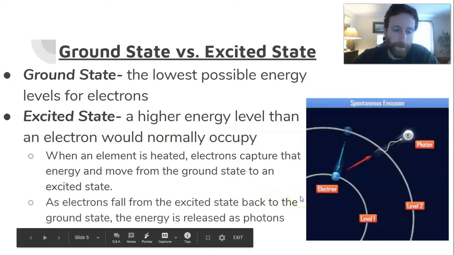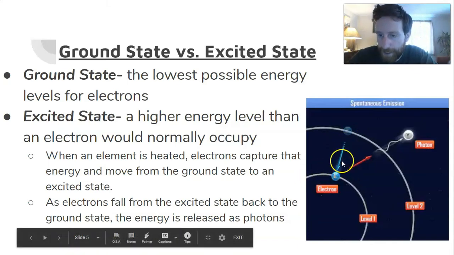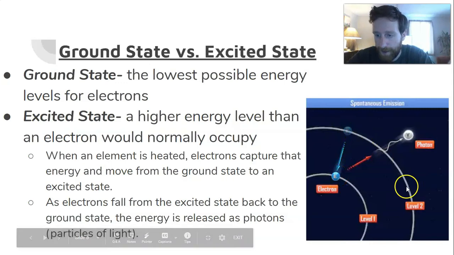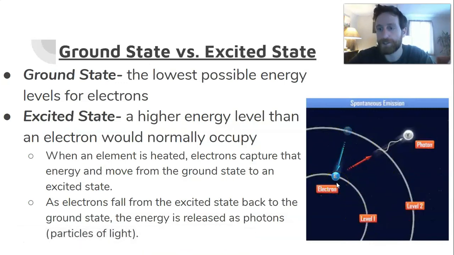But then, when an electron falls from the excited state back to the ground state, that energy has to go somewhere, and it's released as a photon, as a particle of light. So that's what this particular image is trying to show: the electron up here in energy level 2 is falling back down to energy level 1, and when it falls, the energy is released as a particle of light.